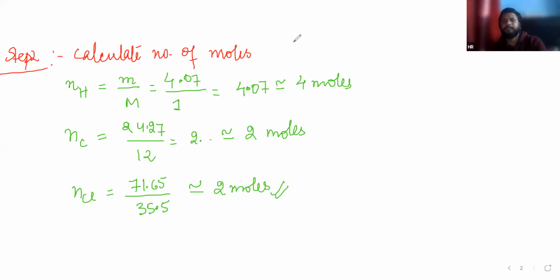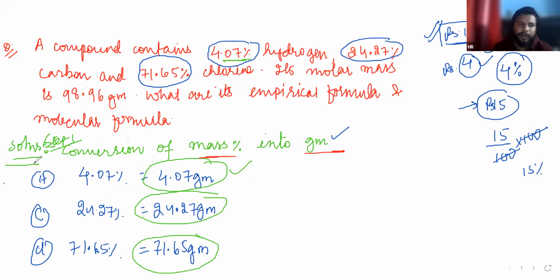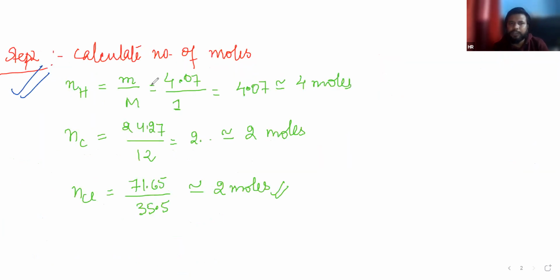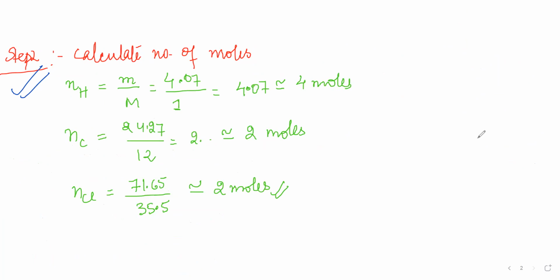Clear? Is there any doubt in step 1 and step 2? Step 1 is the conversion of mass percent into grams, and if we convert into grams, that is mass, then we can easily calculate number of moles. Number of moles is equal to given mass upon molar mass. Is that clear? Habiba, Akarsh, Krishna? Yes, sir. Very good.